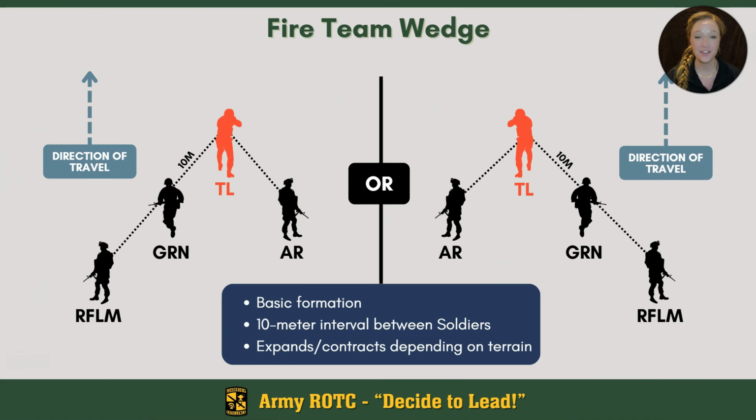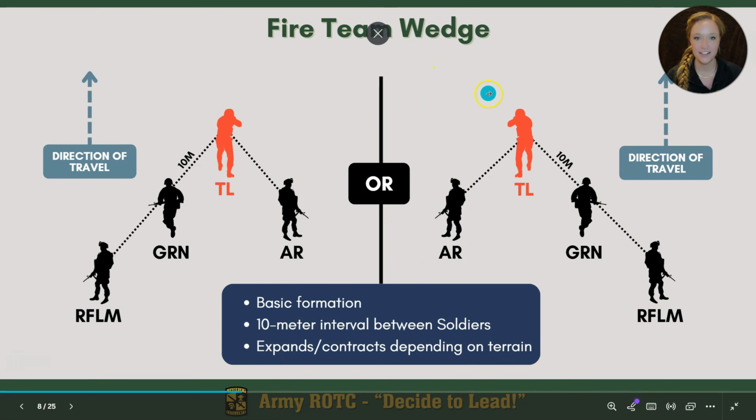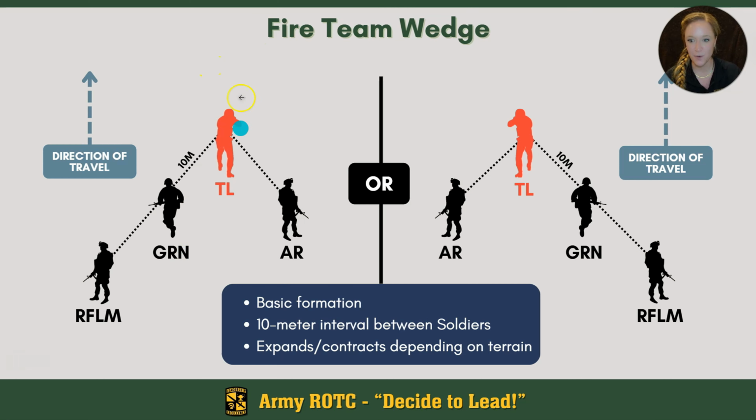So we're going to open up with the very first one, and this one is called your fire team wedge. Now, when you're looking at this slide, you'll notice that it can be done either direction. So this is a fire team wedge right here on the left, and this is a fire team wedge here on the right. I want you to understand that this is one way to do it, this is the other way to do it. Now, at the fire team wedge, this is our most basic formation.